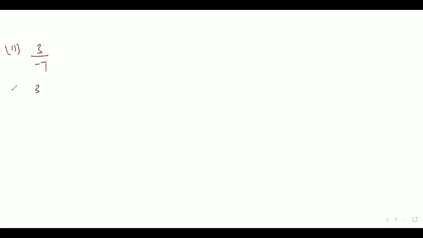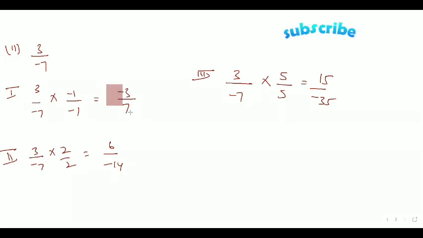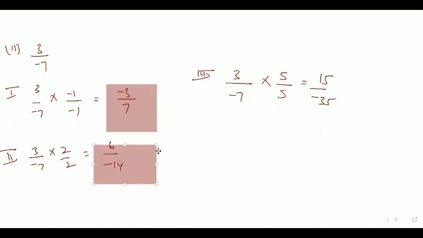So, first equivalent fraction, second, and third, we can find as many equivalent fractions as we want. So these 3 are the equivalent fractions of 3 by minus 7. These 3 are our answers.